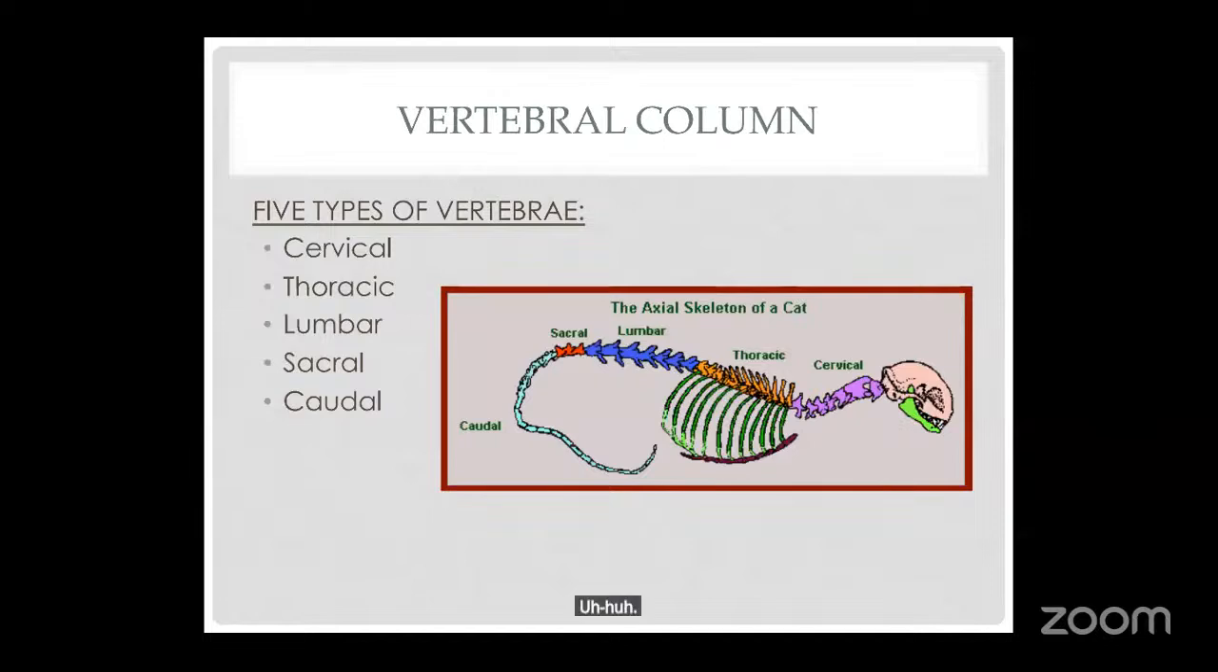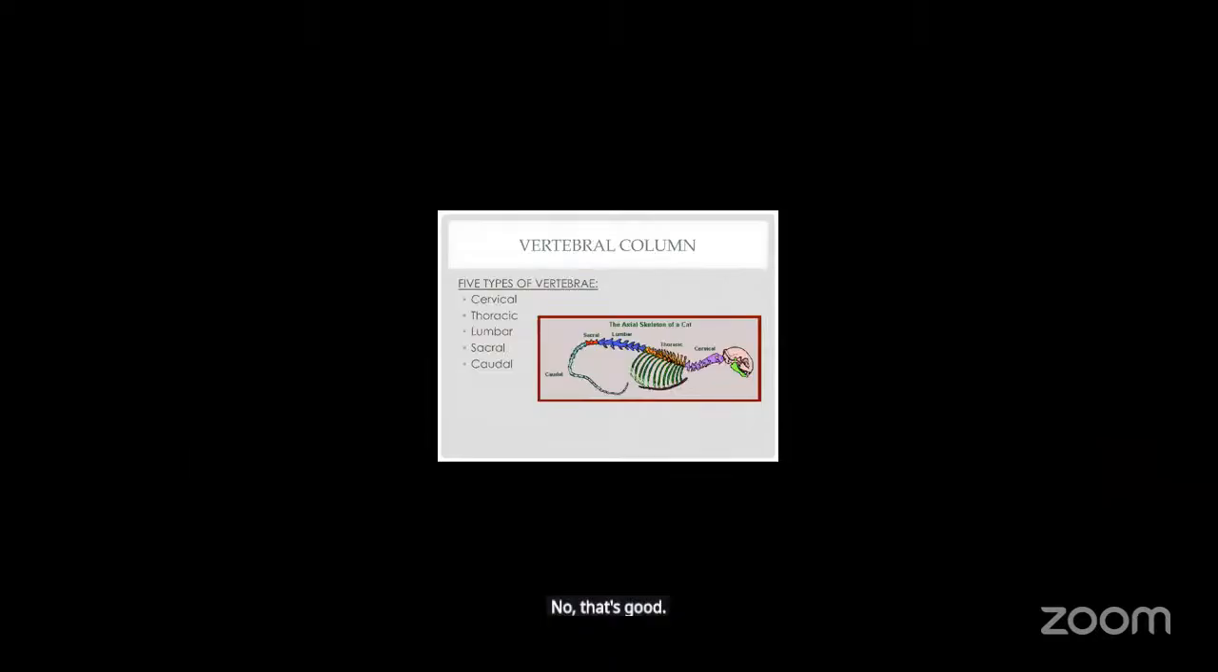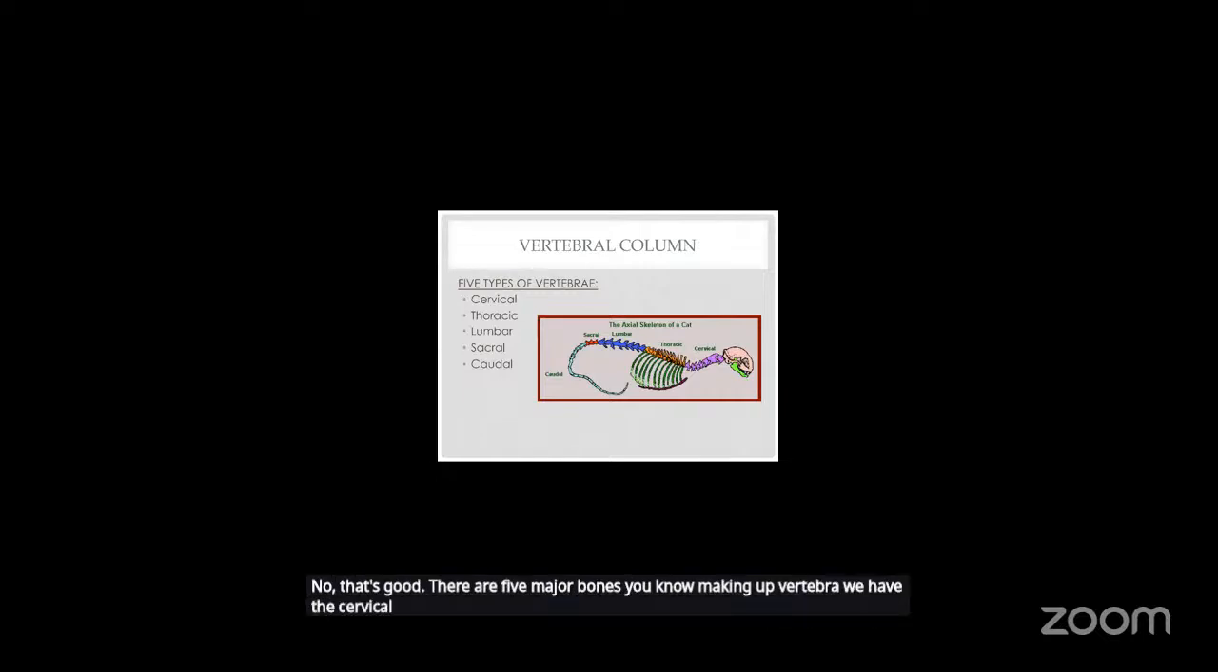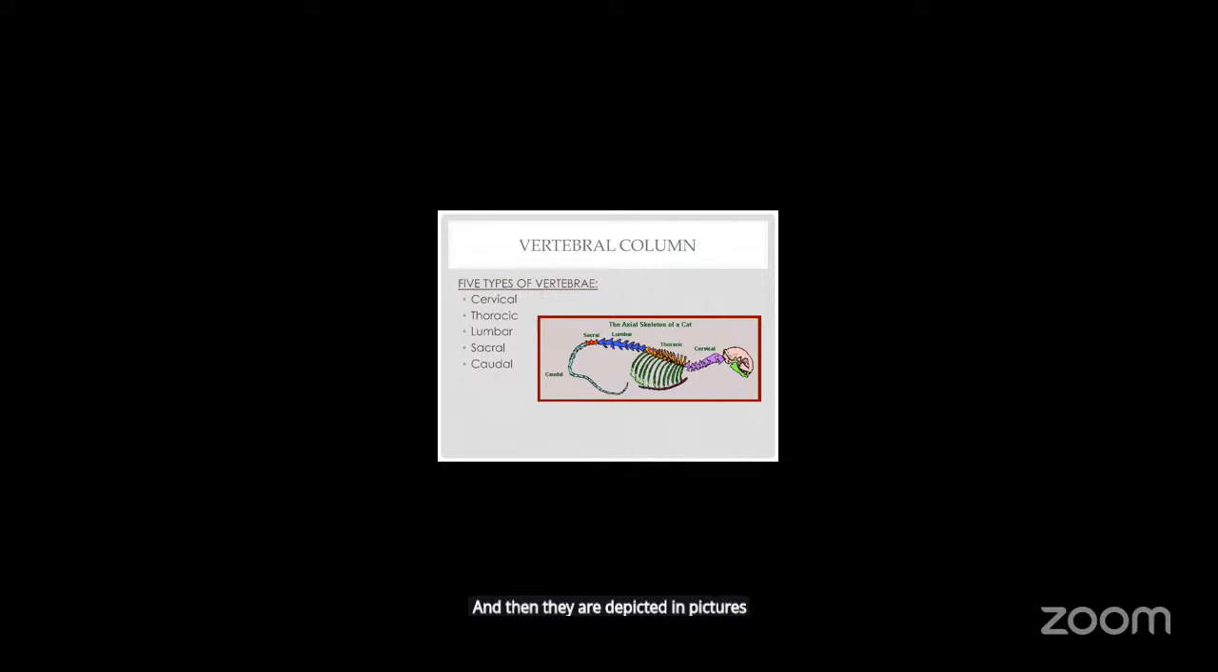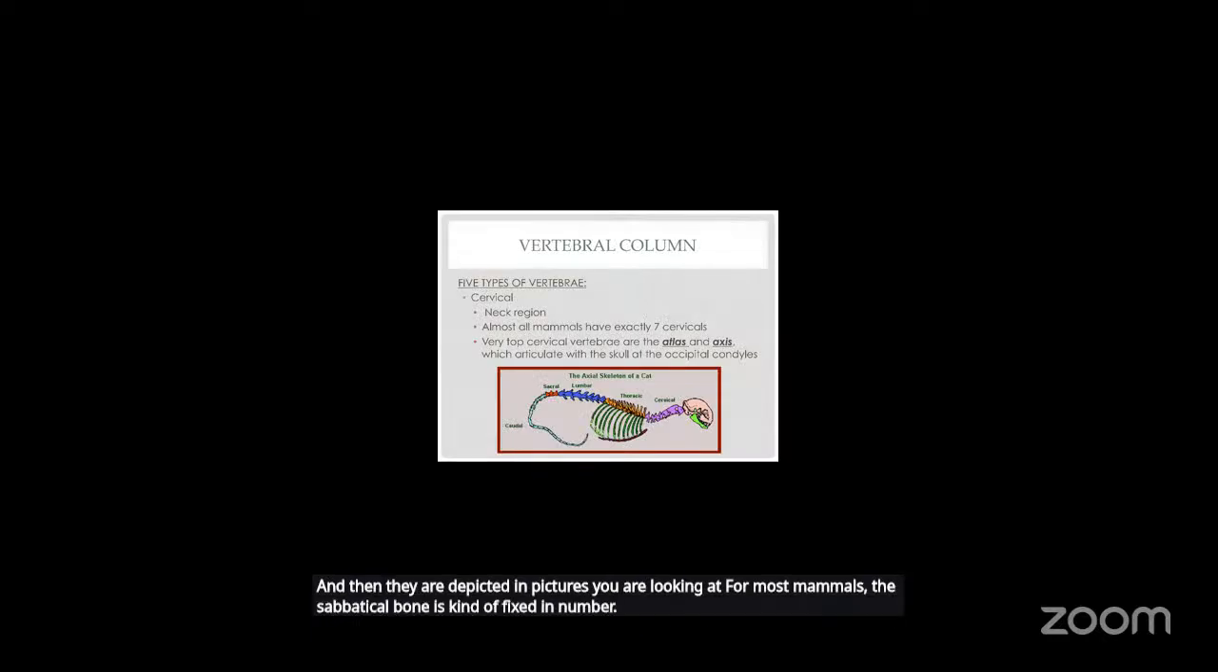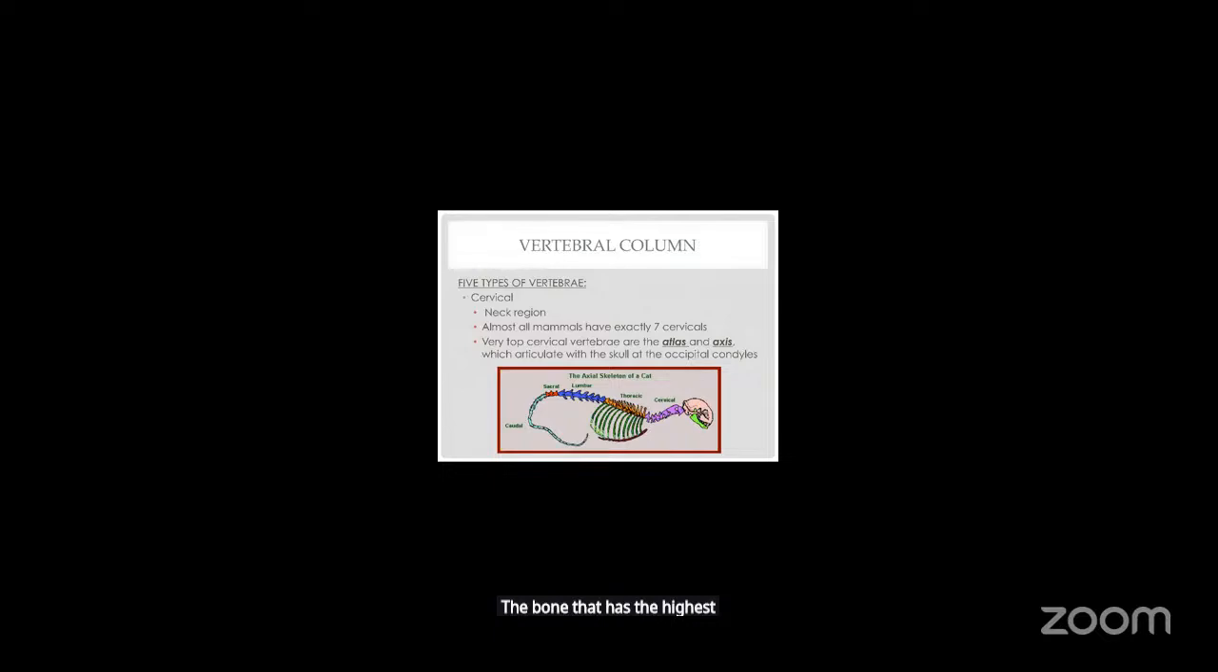Now let's look at the major regions making up the vertebral column. We have the cervical, which is closest to the skull, followed by the thoracic, the lumbar, which is around the stomach. Then we have the sacral bone, and then the caudal bone. They are depicted in the pictures you're looking at. For most mammals, the cervical bone is fixed in number. The bone that has the highest variation in number is the caudal.